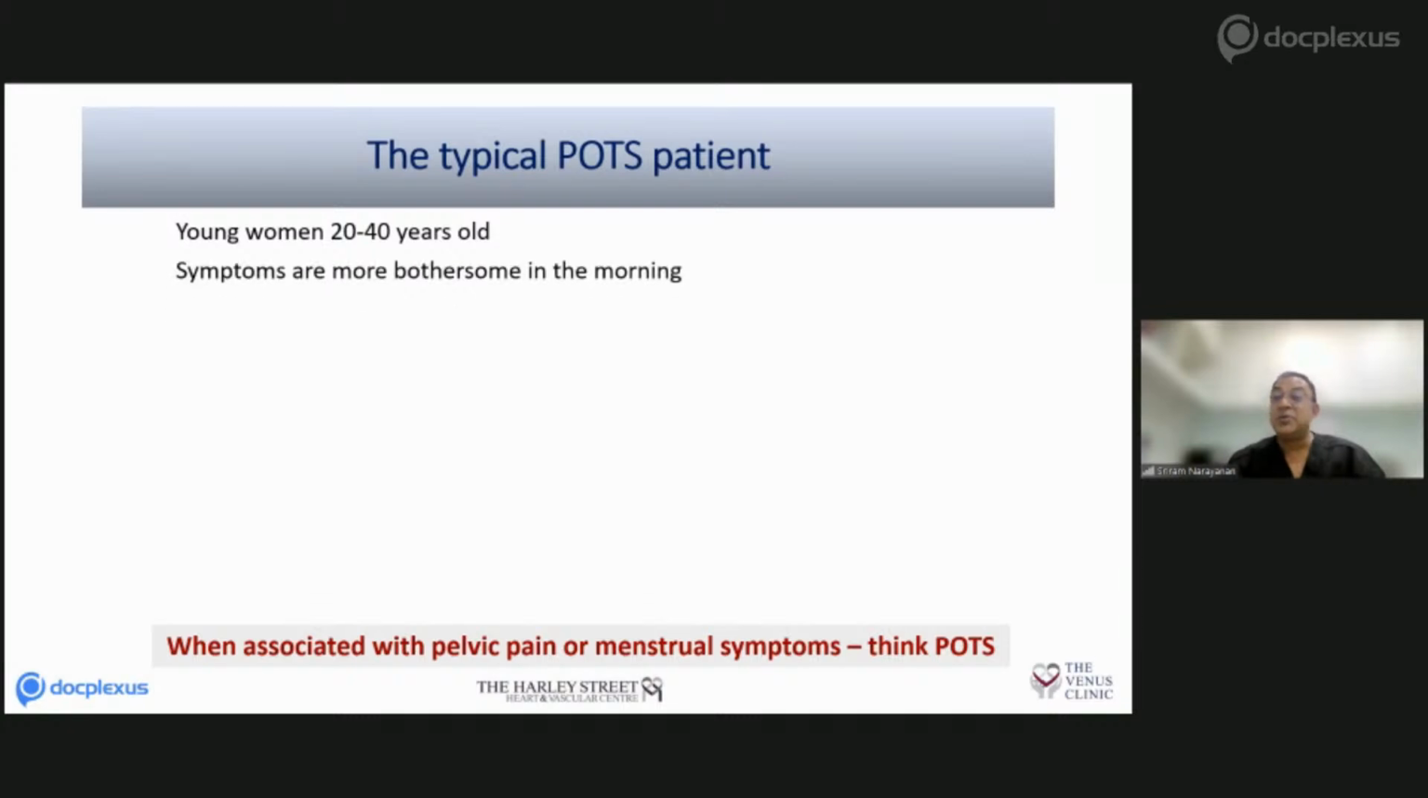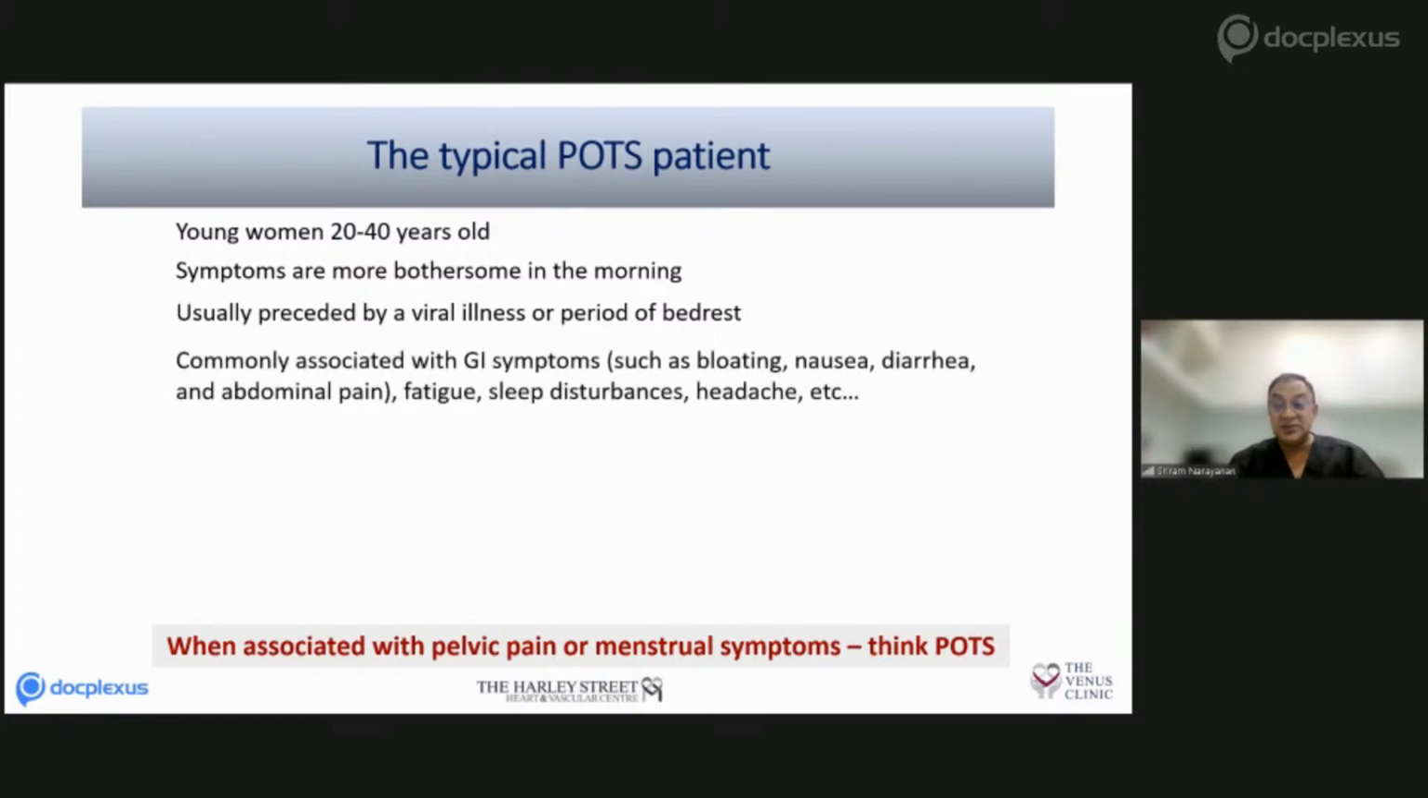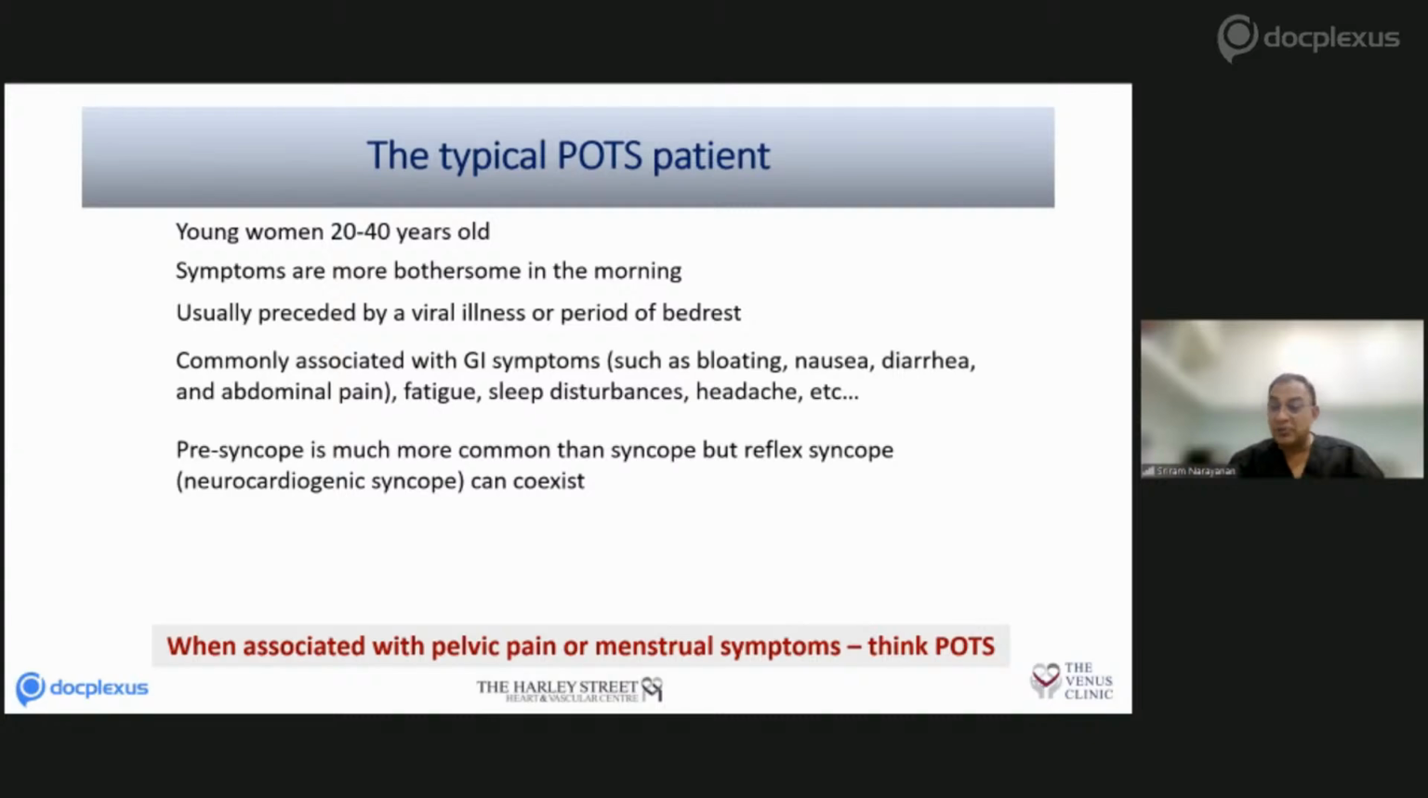Symptoms tend to be bothersome in the morning because they've been in bed and there's a lot of pelvic pooling of venous blood. If there's a viral illness or a period of bed rest, it can be exacerbated by that. You can have GI symptoms of bloating and nausea and diarrhea, fatigue, sleep disturbance, and they end up with all sorts of specialists investigating them. Pre-syncope is more common. They don't actually faint, but they feel very faint. But in some types of POTS, they can actually get proper syncope.